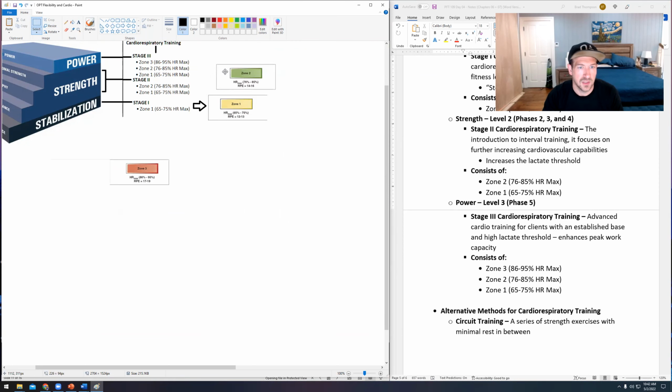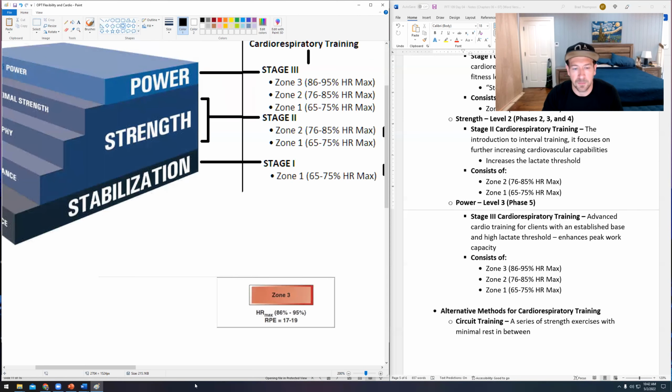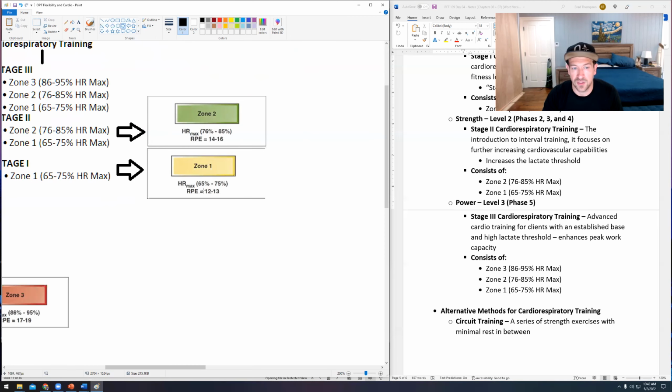Zone 2, remember our RPE scale, right? There's stage 2. So our RPE scale, it's not 12 to 13 anymore, it's 14 to 16. Starting to get pretty intense, right? I would consider that like a 7 or 8 on a scale of 1 to 10. It's 76 to 85% of their heart rate max, which nobody can keep up for a super long time.